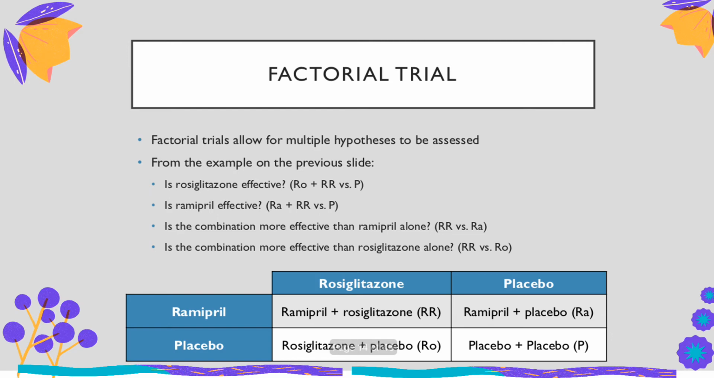Factorial trials allow for multiple hypotheses to be assessed. From the example on the previous slide, it can help answer the following questions. Is rosiglitazone effective? Is ramipril effective? And is the combination more effective than ramipril alone? Is the combination more effective than rosiglitazone alone?